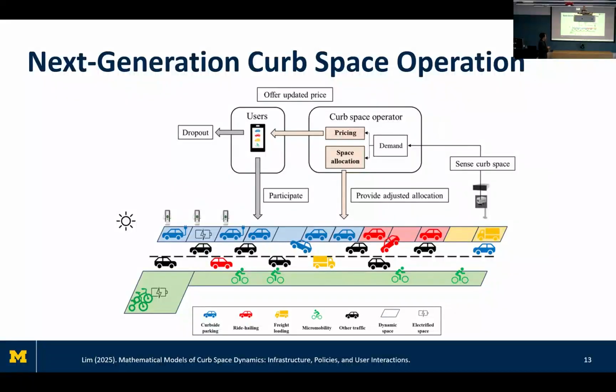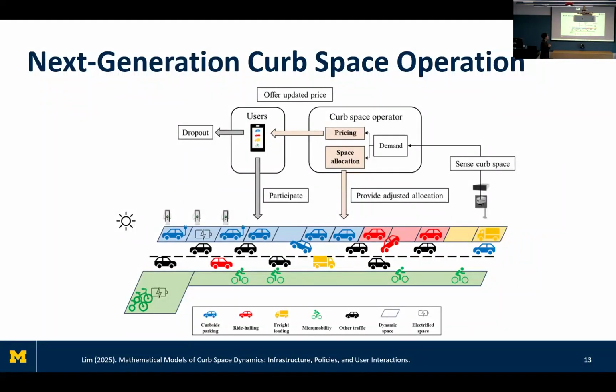So let's see, this is a curb space infrastructure. There are some fixed infrastructures, for example, bicycle lanes. Also, there are some EV chargers placed on some of the curb spaces. However, some of the spaces can be operated in a flexible setting where we can sense the curb space demand in real time using connectivity technology, an ITS system, or just a pure camera system that we have.